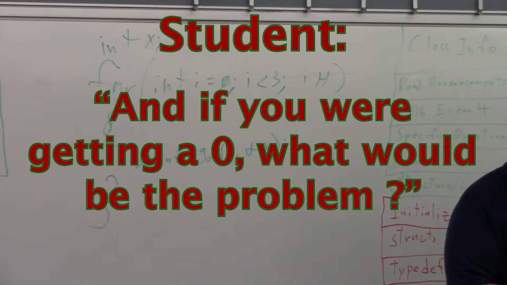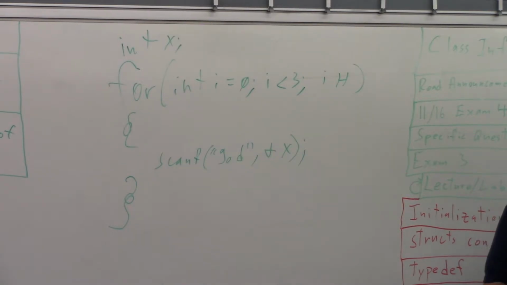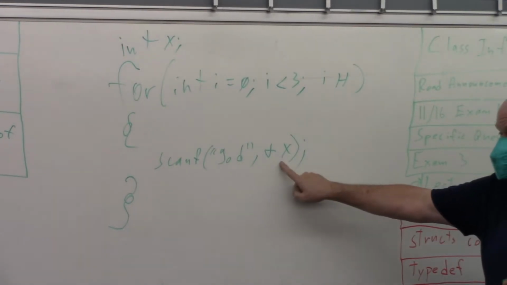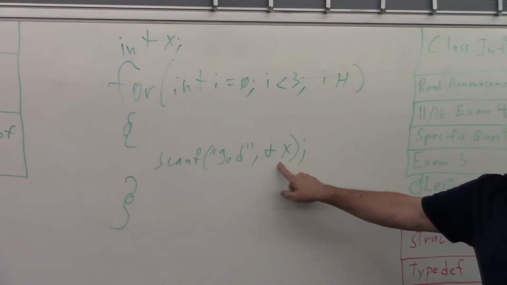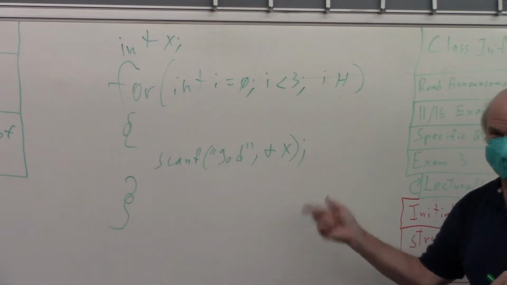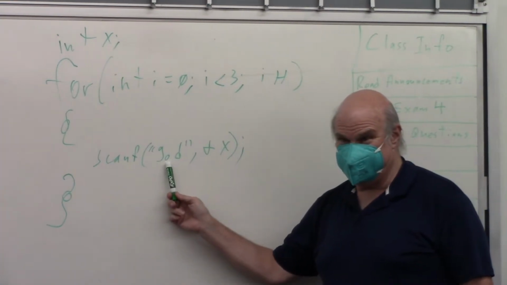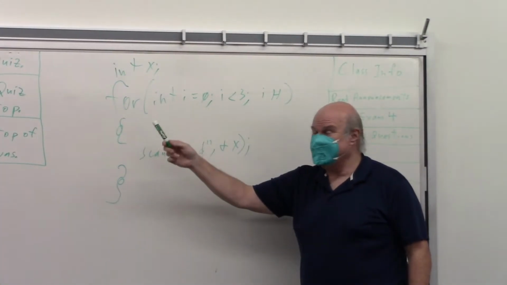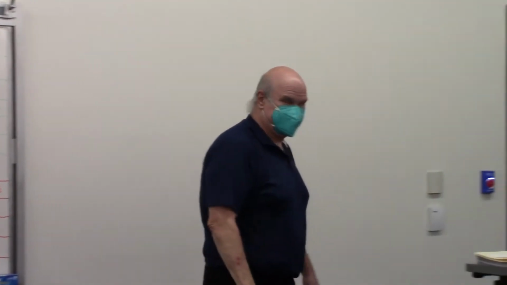And if you were getting a 0, what would be the problem? Getting a 0, you mean a value of 0? Yeah, after the scanf, even though it's not entered 0. I have no idea. It's very specific to whatever program you're talking about. But I guarantee there's something causing that. Perhaps the wrong placeholder was used, perhaps the wrong variable type was used, perhaps the scope of the variable is, well, no, you'd get a compiler error then. I don't know.